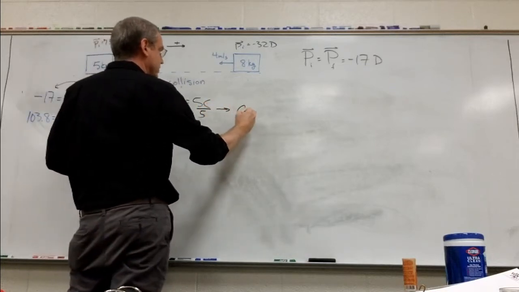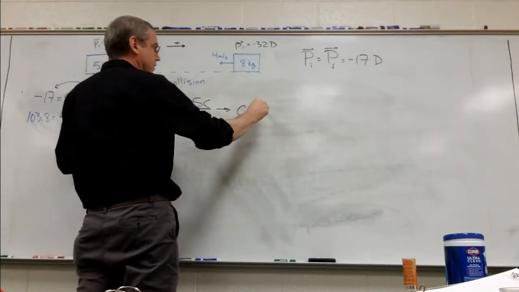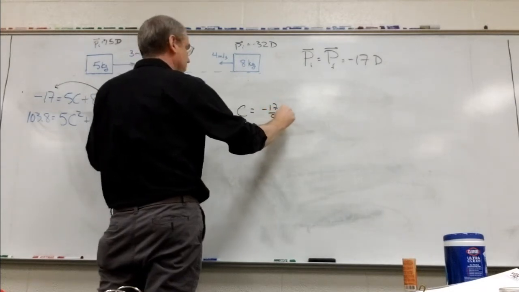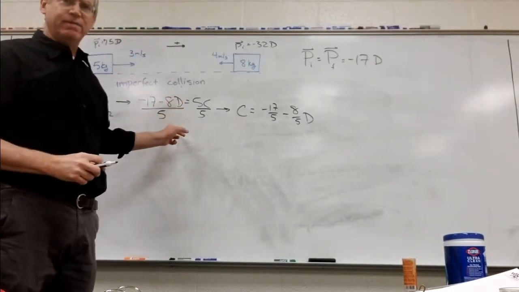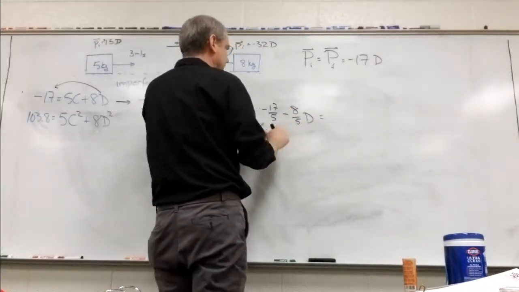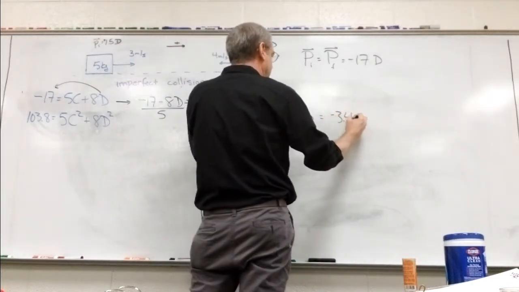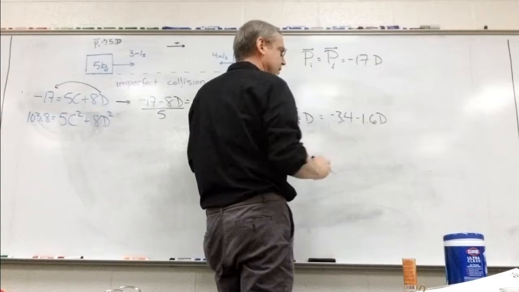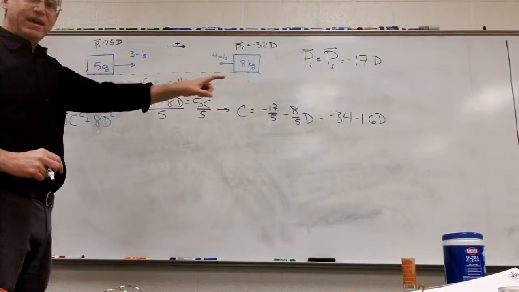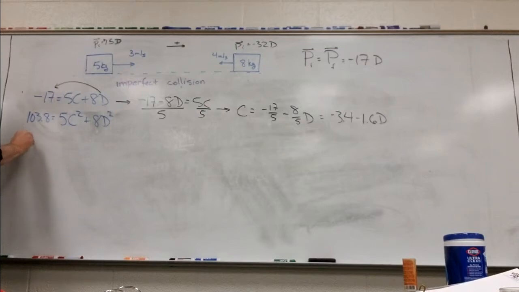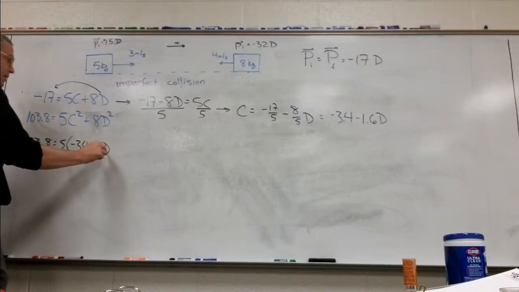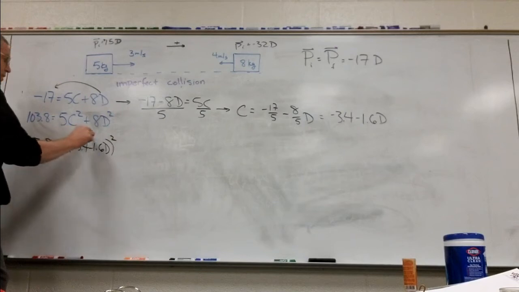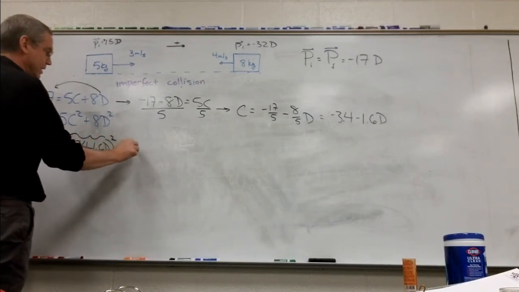And so what I'm left with here is c is equal to -17/5 minus 8/5 d. You are dividing both of these terms by 5. And this ends up being -3.4 minus 1.6d. With that, I plug into the second equation. So this is 103.8 is equal to 5 times, I take that value over there, (-3.4 minus 1.6d) squared. So that is what c equals, plus 8d squared.